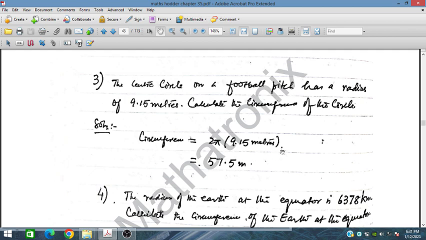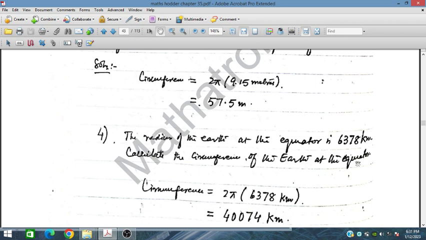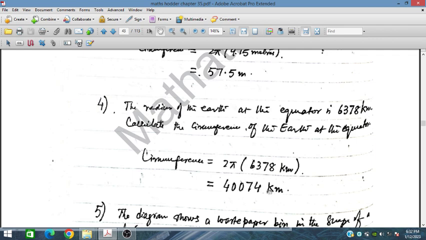The radius of the earth at the equator is 6378 kilometers. Calculate the circumference of the earth at the equator. So the circumference is 2 pi times this radius of the earth. So this is the radius, we will write it here and multiply with 2 pi. So this is 40,074 kilometers, the circumference of the earth.